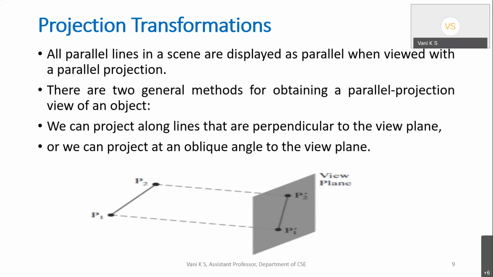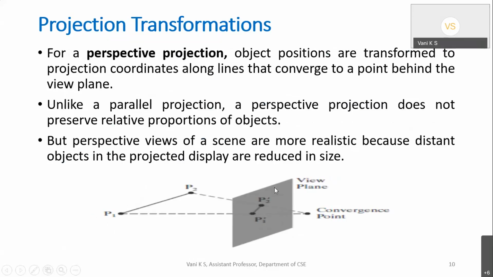And again under parallel projections, there are two types, oblique and orthogonal projections. That we'll see in the further slides. But understand the difference between parallel and perspective projection first. In parallel projection, as I told, the vertices or the endpoints of the objects, the coordinates of the objects, are transformed along the parallel lines. That is parallel projection.